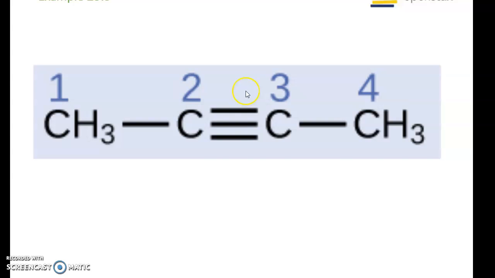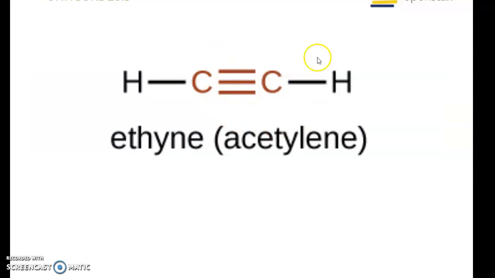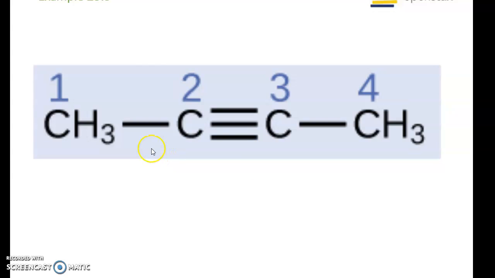Now, when you have a triple bond, it has even more energy. These end in YNE. So you notice that with a single bond, it's an ANE. Double bond, it's ENE. And triple is YNE. And this is acetylene, right? Or ethyne is the formal scientific name. Acetylene is a more common name that we use. And this right here, you count from the end to get the smallest number.